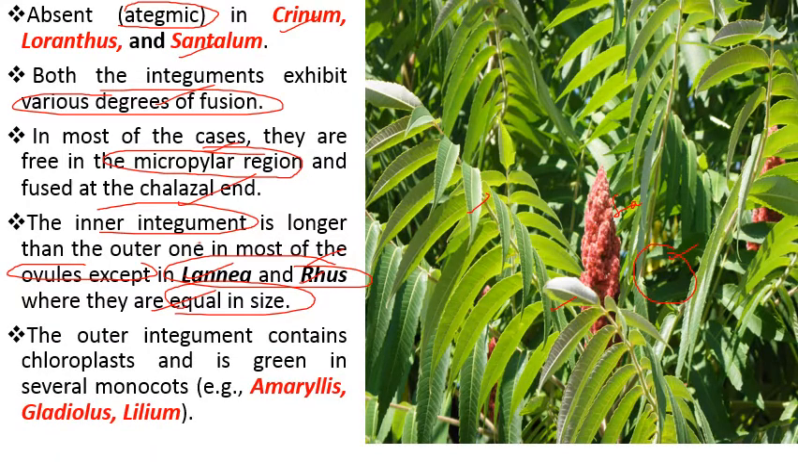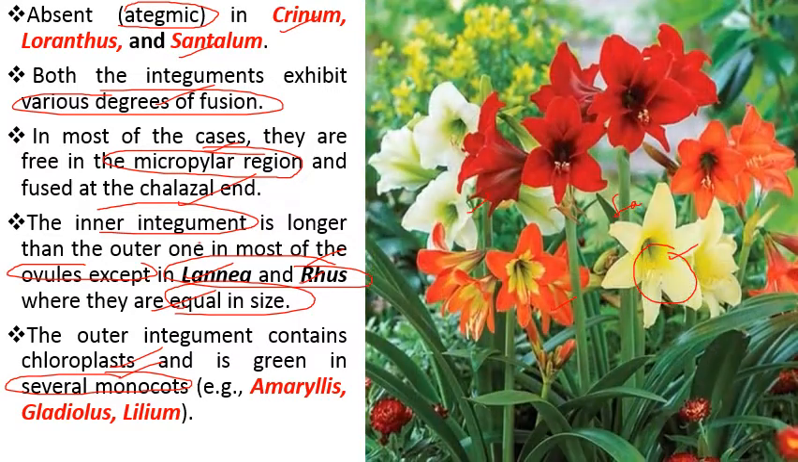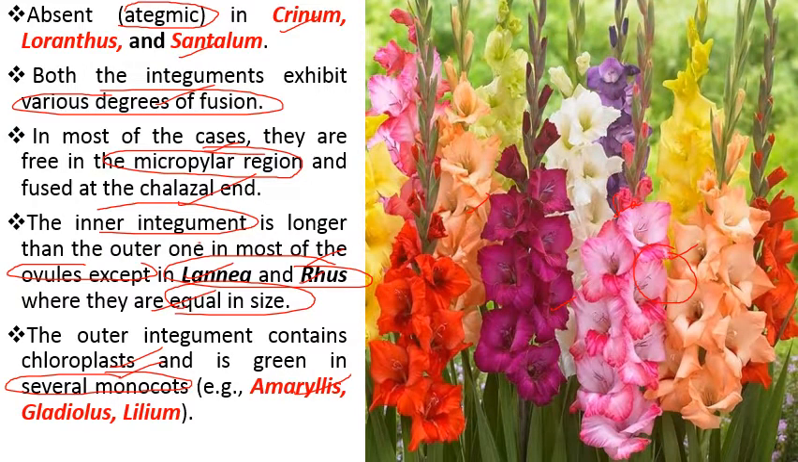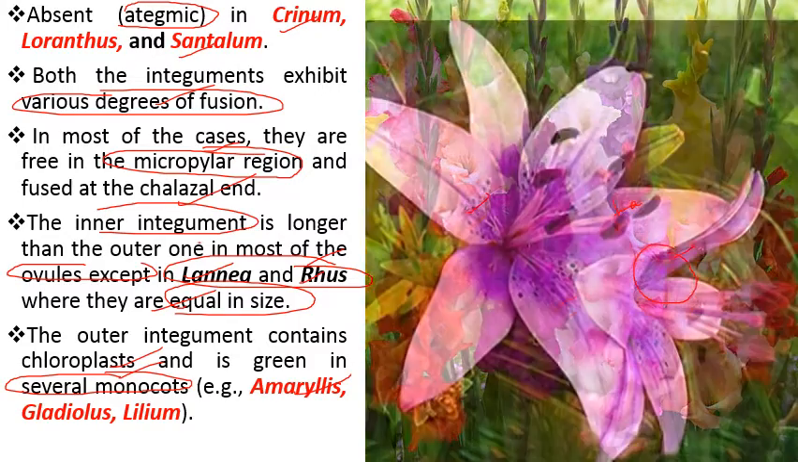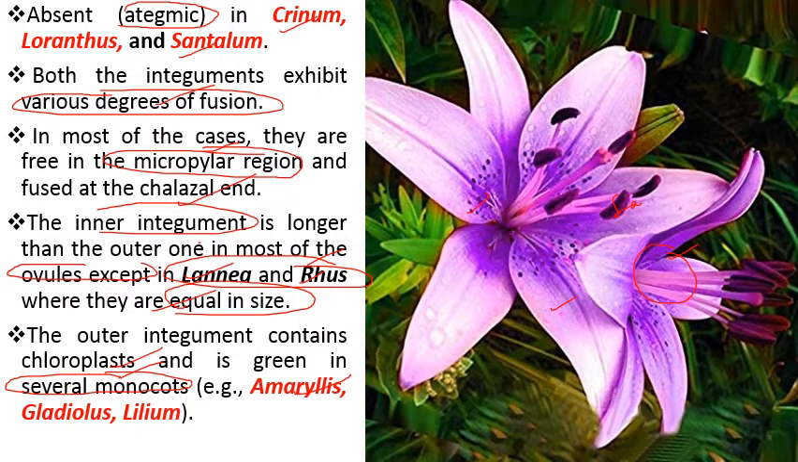The outer integument contains chloroplast and is green in several monocots. So कुछ monocots हैं जिनमें outer integument green color का होता है. It means it bears chloroplast. For example, we have Amaryllis. This is the photograph of Amaryllis, which is an ornamental plant. Then Gladiolus, जो कि बहुत ही common plant है, ornamental plant. It is used to make bouquets. Then the next flower is the Lilium. So ये जो plants हैं इनमें outer integument में present होता है chloroplast and they are green.